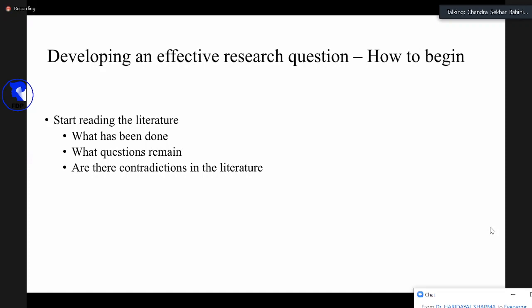I would identify the research question. In order to identify the research question, you have to do a literature review, a literature search. Why are you doing the literature review? Basically, you want to know what has been done with respect to COVID-19 and construction workers. What are the things already established? Maybe in some fields there is no literature, and in some places there may be less literature. What has been done and what questions remain? Are there contradictions in the literature?